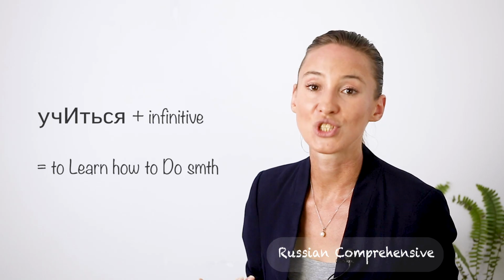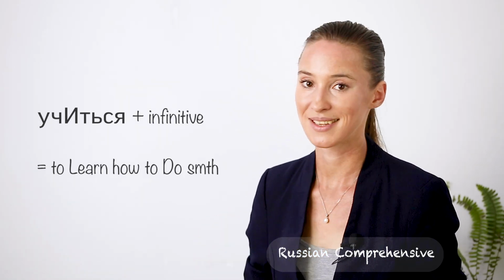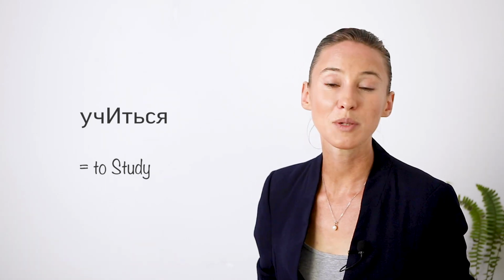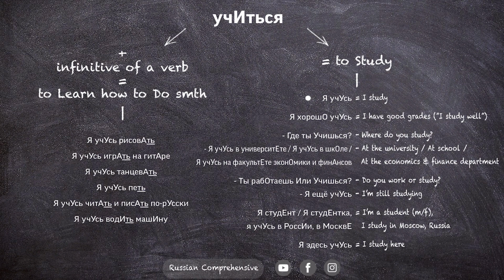In all these examples, we use the verb учиться to say that we're learning to do something. And it has another, slightly different meaning. Without any infinitive following it, it will mean to study. For example, я учусь, I study. Я хорошо учусь, I have good grades. Or literally, I study well.